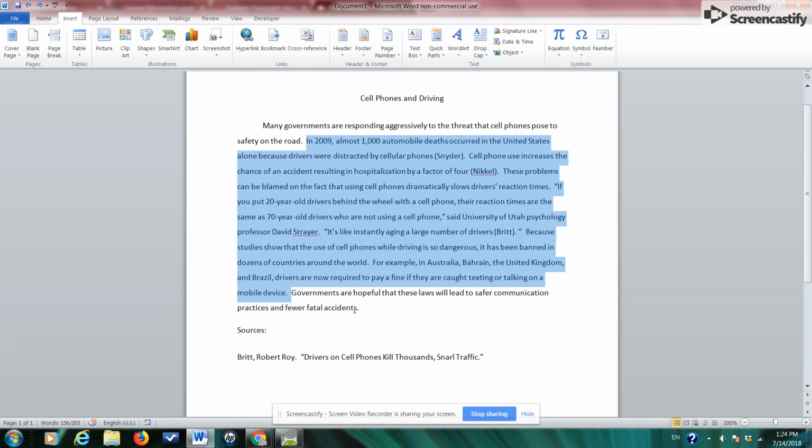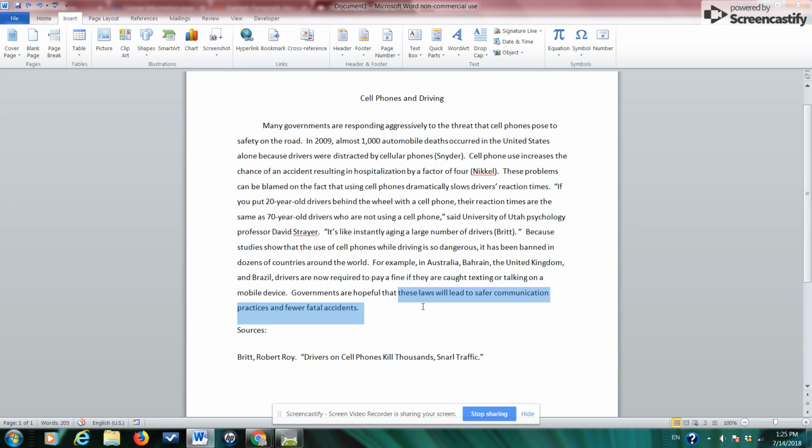And remember, concluding sentences, and let me back up, you'll find information on page 14 about concluding sentences. Remember, concluding sentences can do one of two things. They can either be a paraphrase, which means saying the same thing as the topic sentence but in different words, or they can be a summary of what was written in the paragraph, the main point. And this is a summary of the main points. We got laws that are going to lead to safer practices and hopefully fewer fatal accidents.